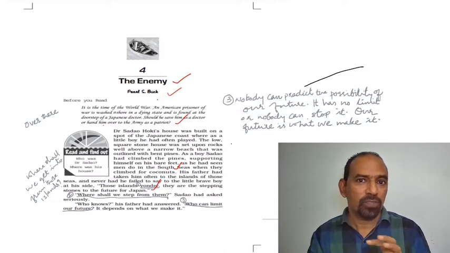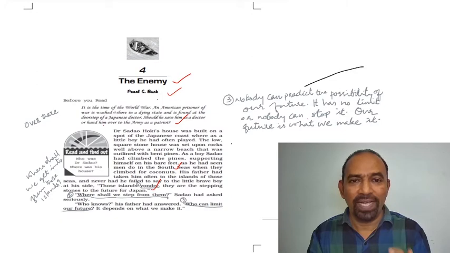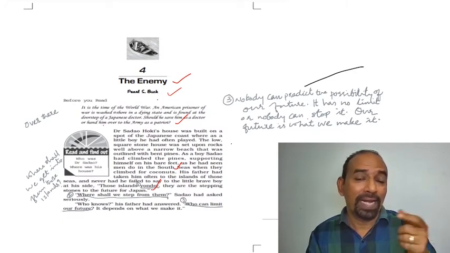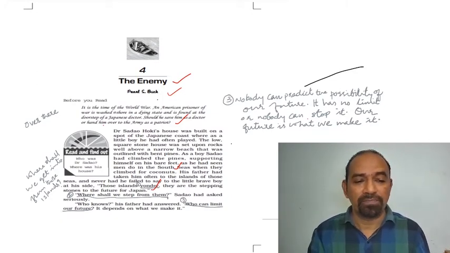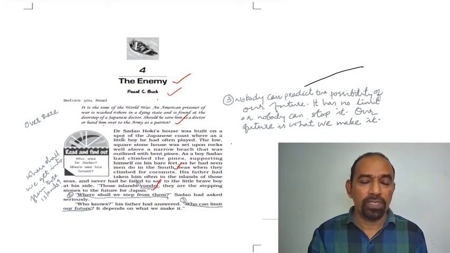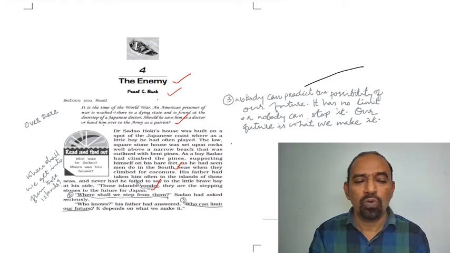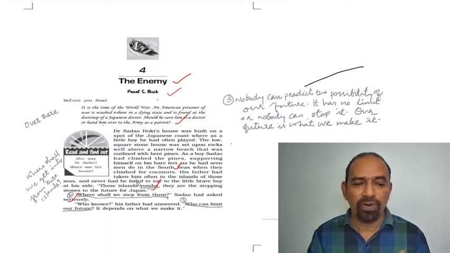This is a flashback of the story. When Dr. Sadao was a little child, his father used to take him to the South Seas, where he showed him the islands yonder there. Yonder means over there. He pointed at those islands and told his son that those were the stepping stones to the future for Japan.